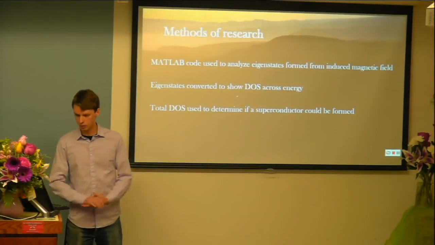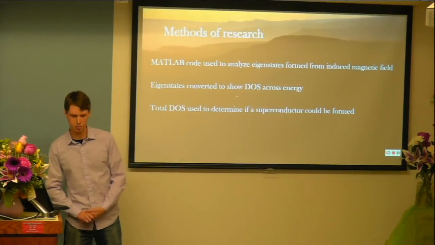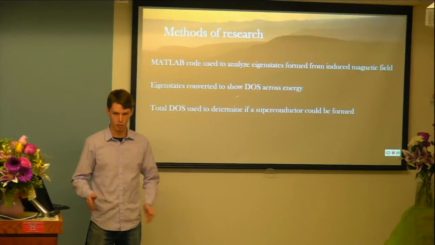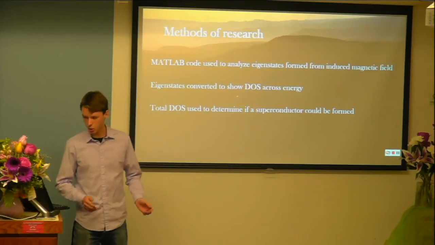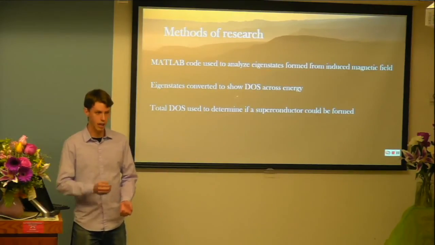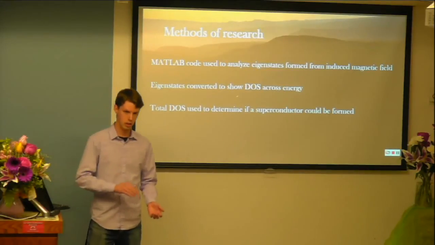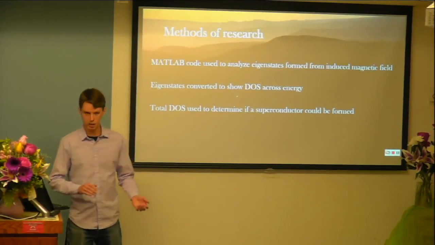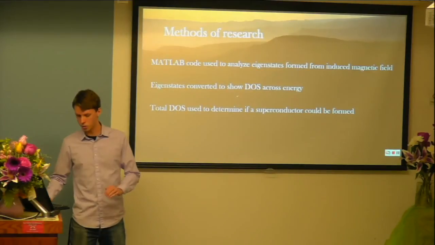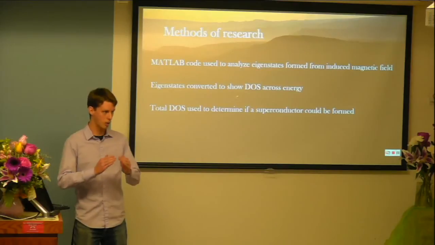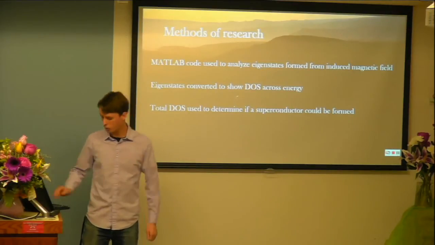So, some basic methods of research. There's a MATLAB code that was used to do this experimentation. I'll get a little bit into what was behind that. Through this, we took the eigenstates that were found through this code, and they were converted to density of states across energy. And then that was used to determine if a superconductor could be formed based on how the density of states reacted.